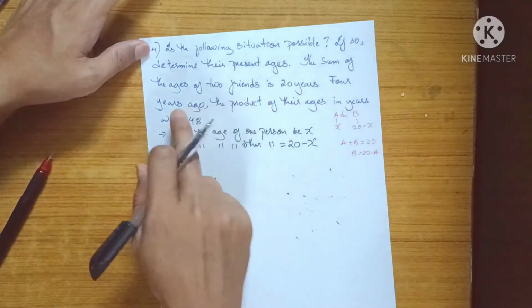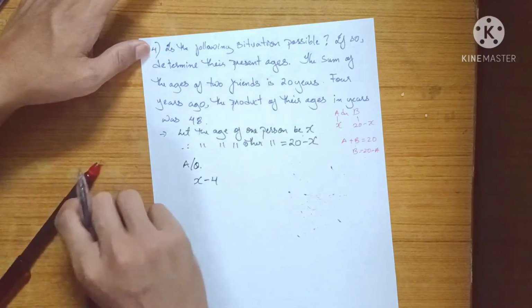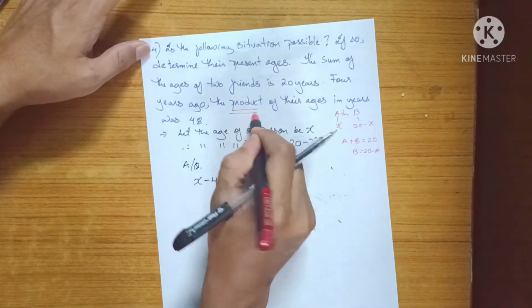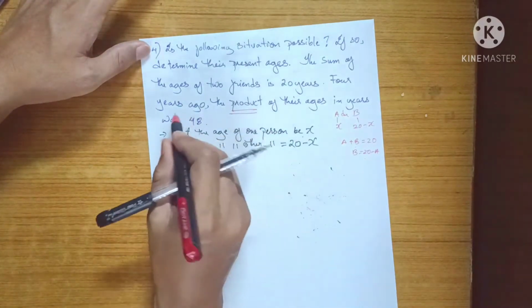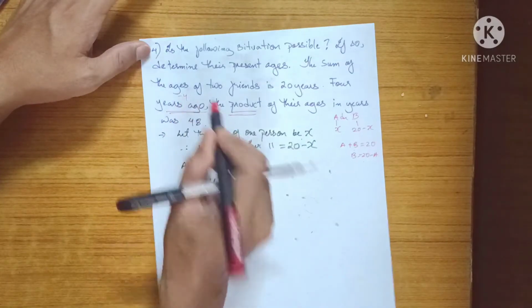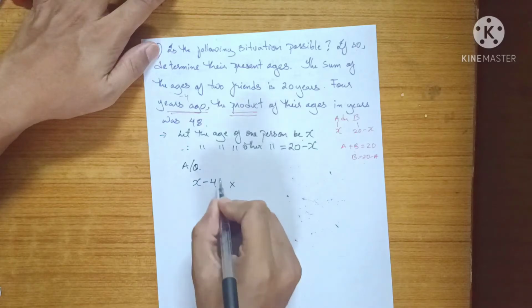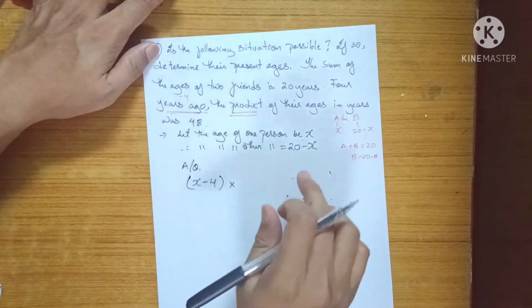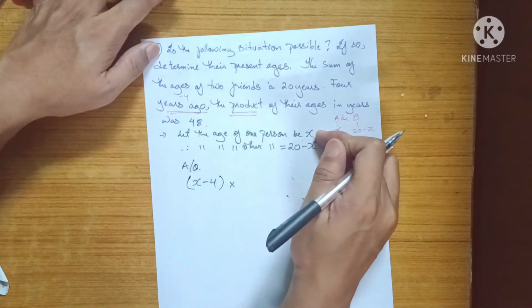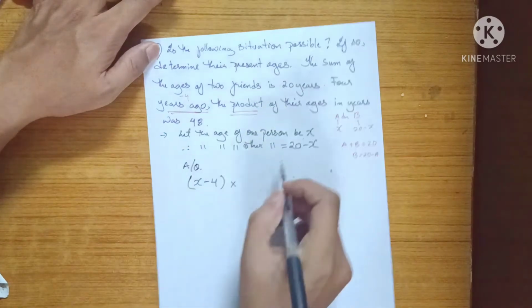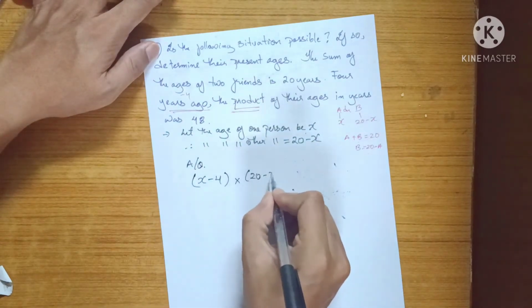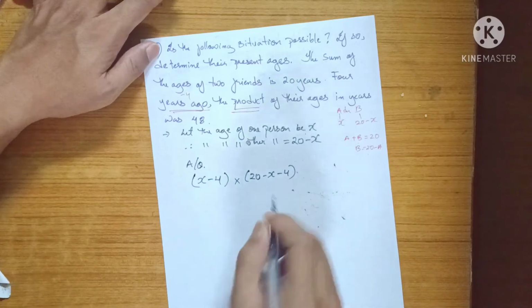And they're saying 4 years ago the product of the ages. Product means multiplication. 4 years ago means minus 4. Got it? So x minus 4, multiplying. And 4 years ago, it's not that only one person will be younger. Both will be younger by 4 years, right? So 20 minus x minus 4.